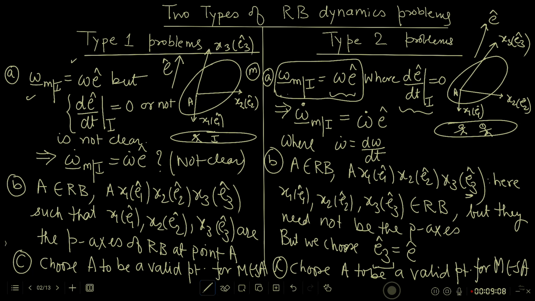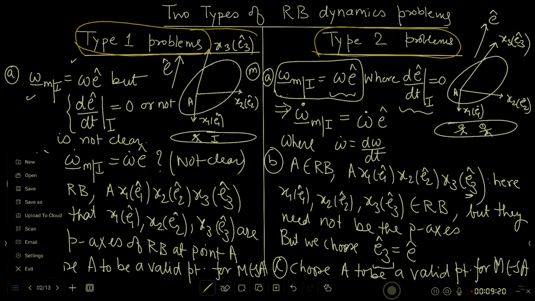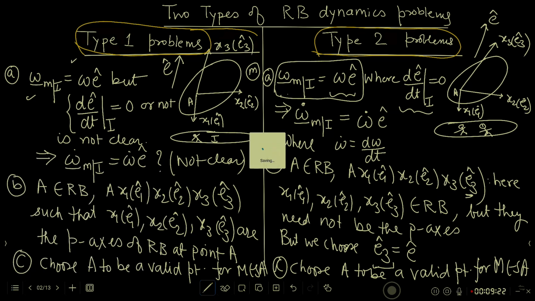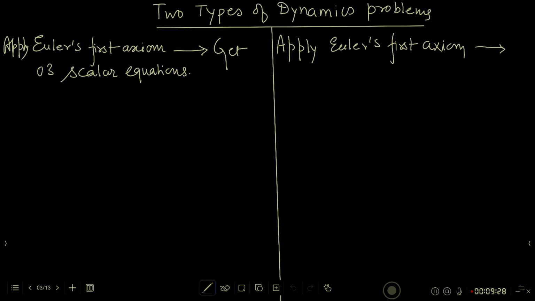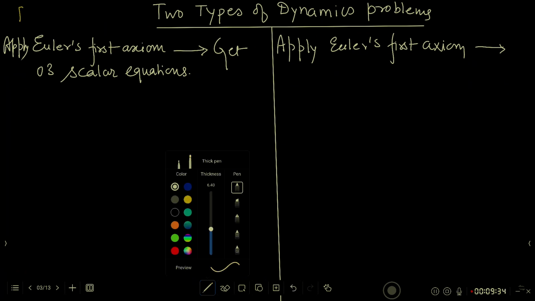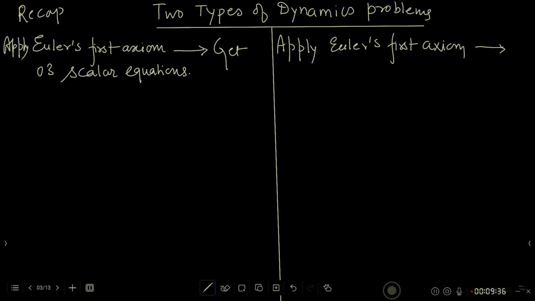Both cases ensure that A is a valid point. Type 1 problems, type 2 problems. All right. In both cases, both type 1 and type 2, you will apply Euler's first axiom.